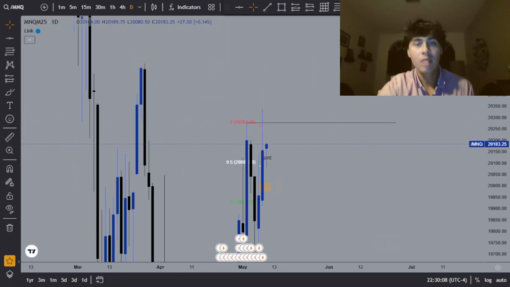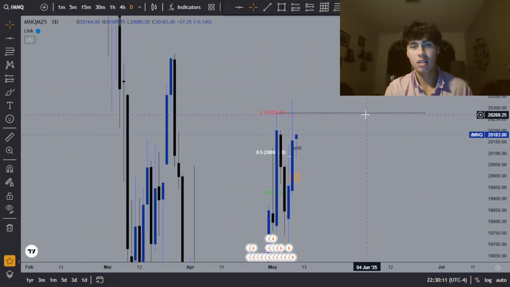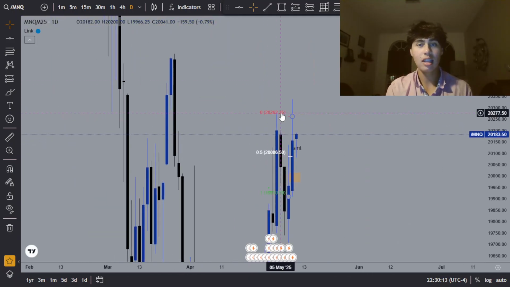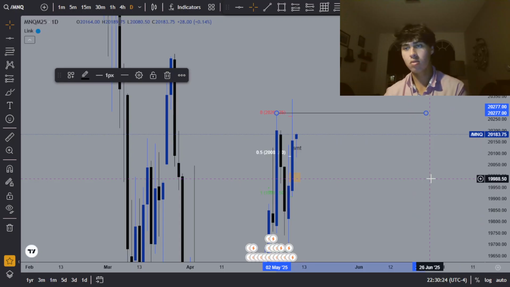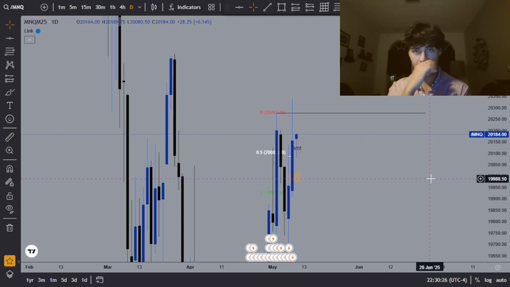Coming into today, this black line here is the high I would like to have seen. I was bullish coming into today and wanted to see this high taken out. This high was my draw on liquidity for today, around 2277.